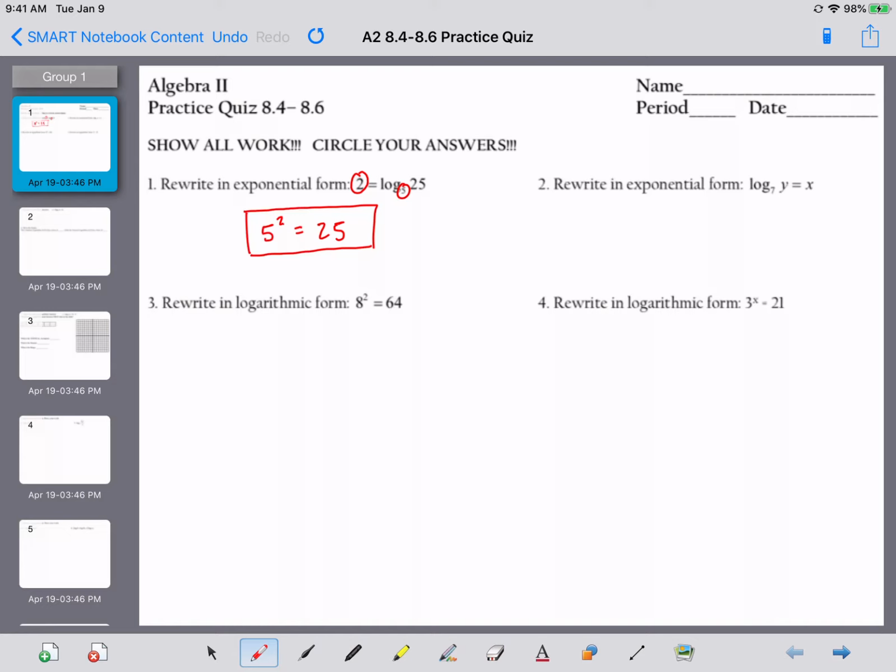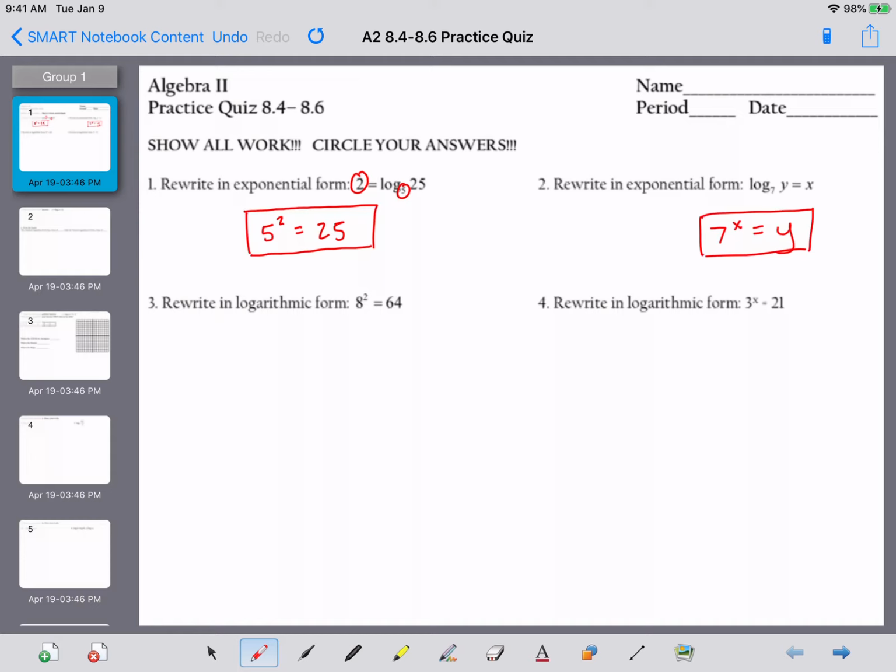All right, and number 2, same idea. 7 is our base. The part on the other side of the equal sign is our exponent, and then that equals y. So we just end up with an equation here. Can't really check that one, but that is the right answer.